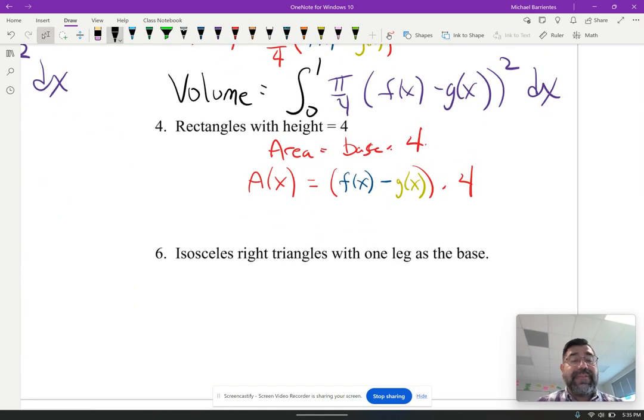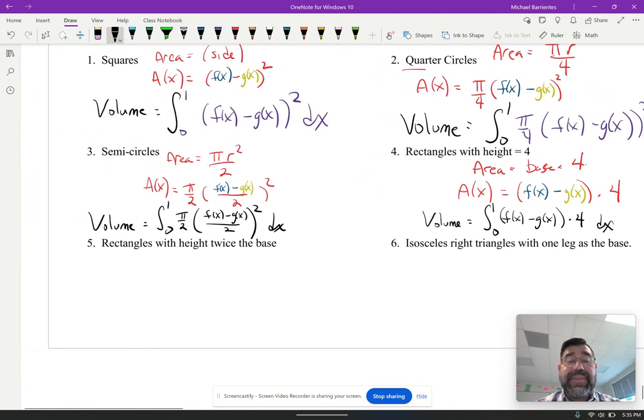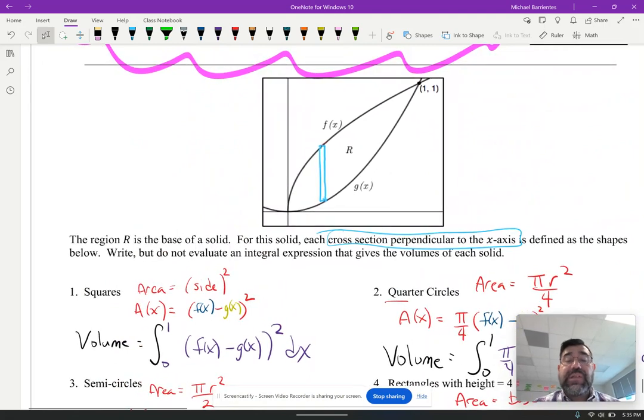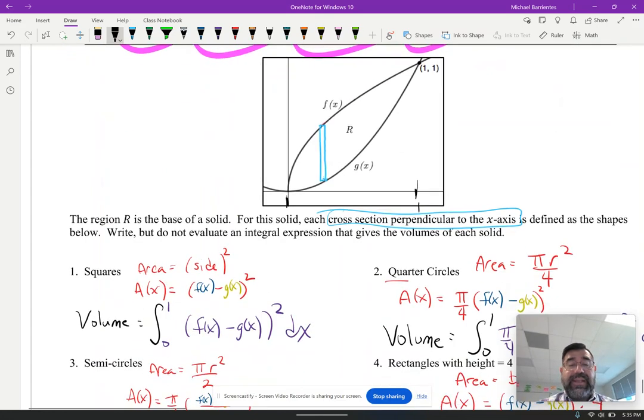And now we can find the volume. The volume is the integral from 0 to 1 of f of x minus g of x, everything multiplied times 4. You can even put the 4 in the front. You can put the 4 outside the integral. But this is how you would find the volume. Notice my limits of integration are always from 0 to 1, because this region is trapped between x equals 0 and x equals 1, right? So it's in that window, in that interval.